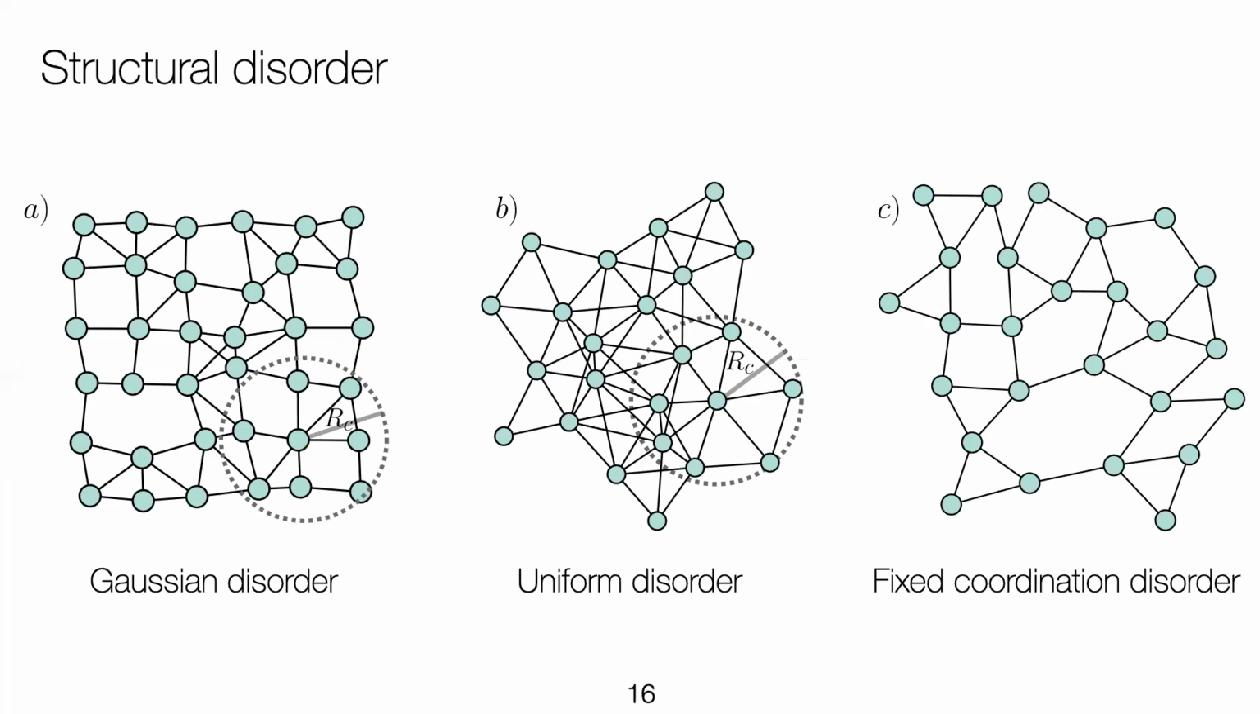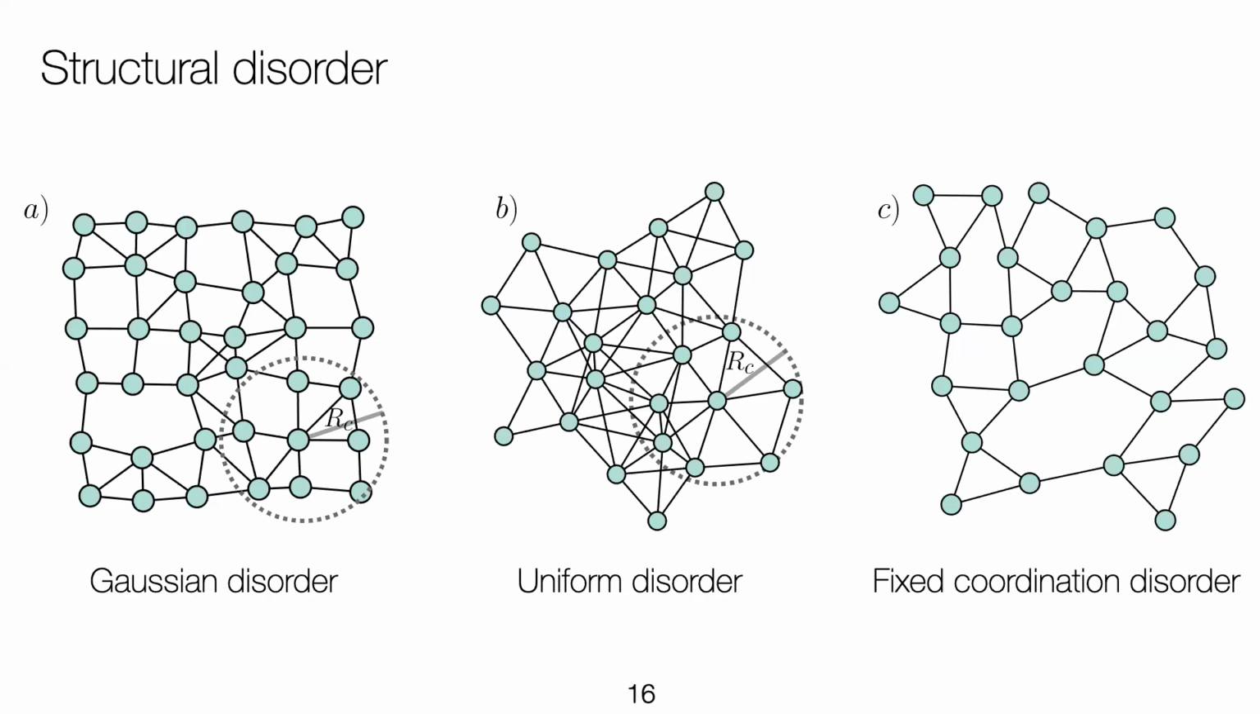Right. So how do we model amorphous materials? First things first, we have to disorder the structure of the material. To do so, we consider three different cases. One is what we call Gaussian disorder. You start with a regular lattice, and then you displace all the sites using a Gaussian distribution. And all the sites that are closer to each other than a certain distance r_c will be connected to each other.